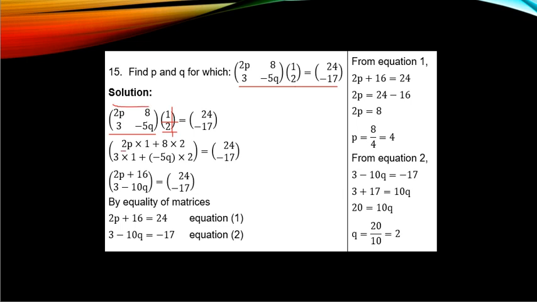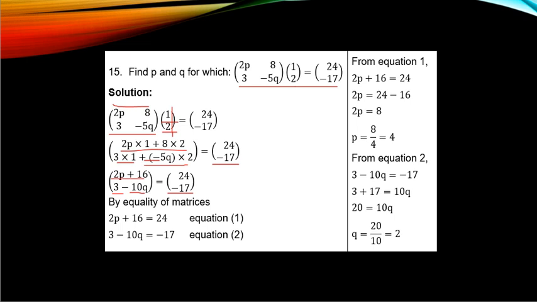So you have 2p times 1 plus 8 times 2. Second row times the only column, where you have 3 times 1 plus minus 5q times 2, equal to the right hand side. When you multiply, you have 2p plus 16. Okay, you know you cannot add a letter to a number. So you have 2p plus 16 as the first element. 3 times 1 is 3. Plus times minus is minus. 5q times 2, you have 10q, equal to the right hand side.